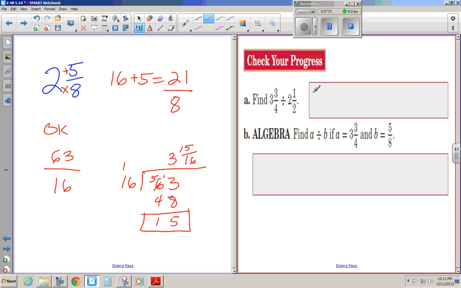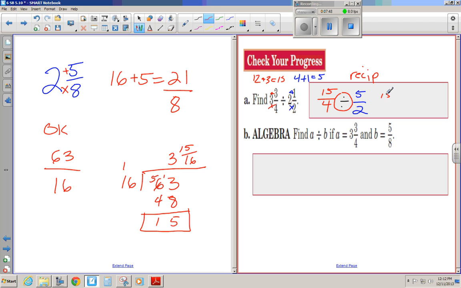3 3/4. Well, 3 times 4 is 12, plus 3 is 15. So my first fraction is 15/4. Then 2 times 2 is 4, plus 1 is 5. So we're going to be dividing by 5/2. All right. Well, if you can simplify anything, oh, I'm sorry. Dividing by a fraction means reciprocal.